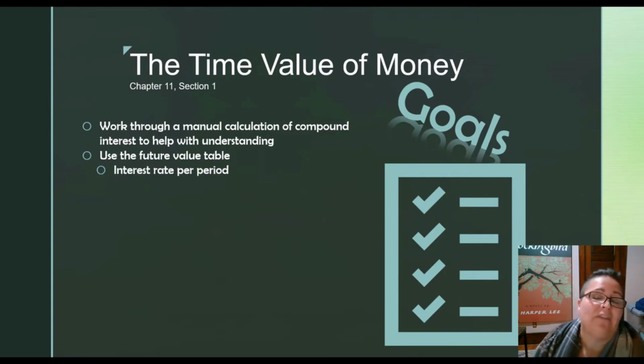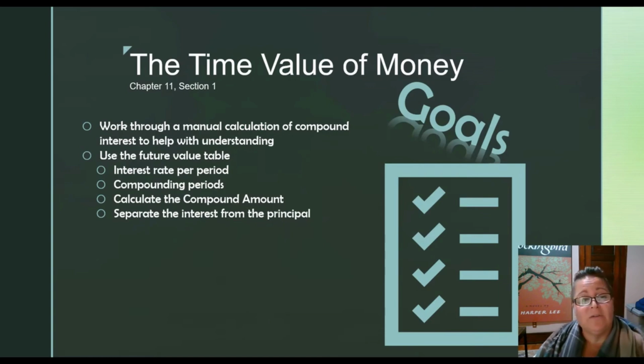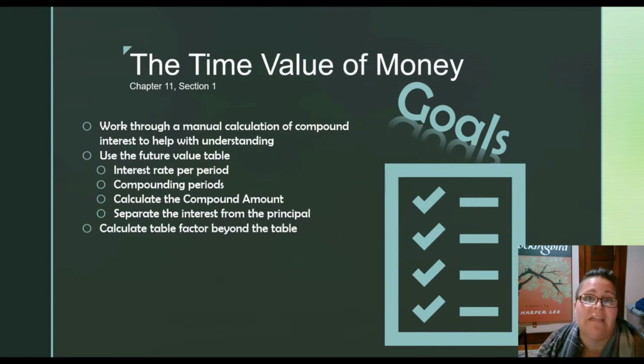We're going to have to calculate the interest rate per period as well as the total number of compounding periods, and then we'll use a table factor in order to calculate our compounded amount. From there, I'm going to ask you to separate the interest from the principal. Can you tell which is the interest and which is the principal? We're going to learn how to calculate a table factor beyond the table that you have for usage.